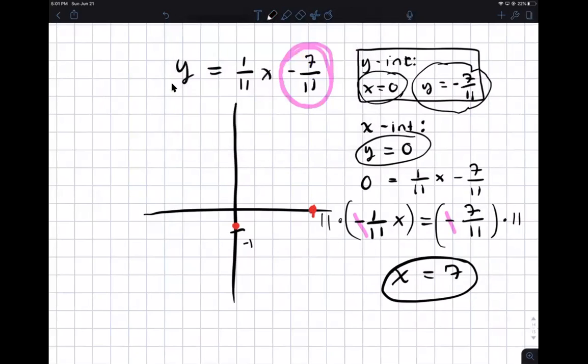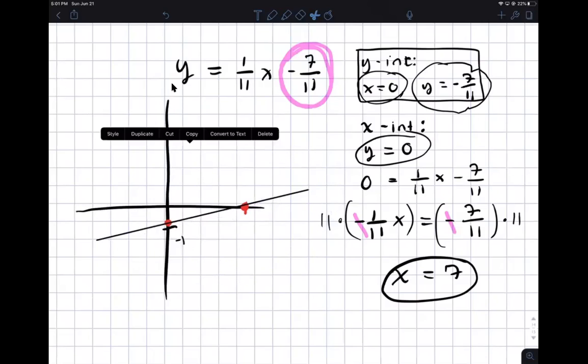Now let's just graph it. And then that goes through both points. And that's the graph. So that's how you graph it. It's exactly the same as doing any other kind of linear thing. Just it gets tricky because of the fractions and stuff. Okay, thank you. No problem.